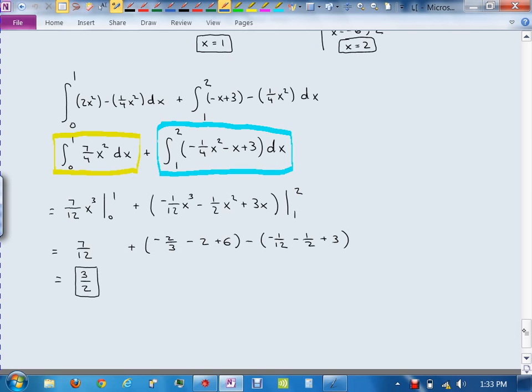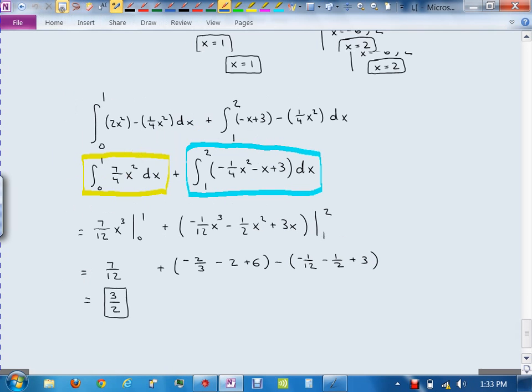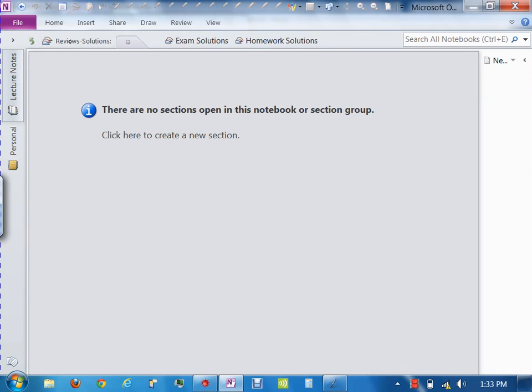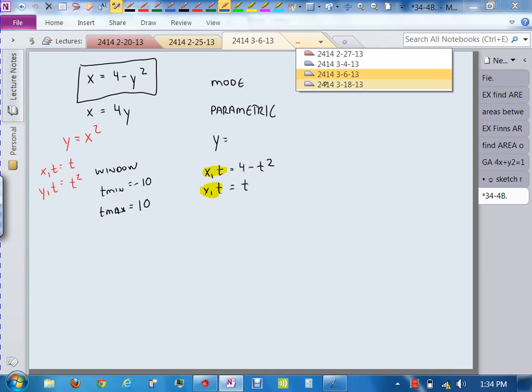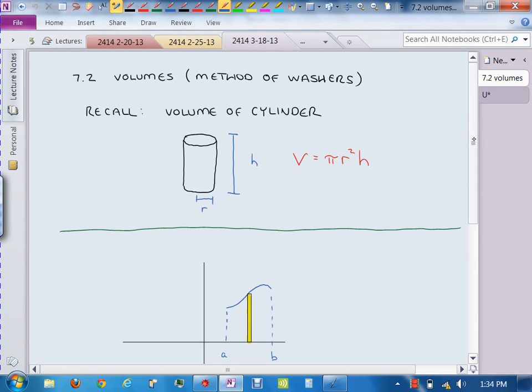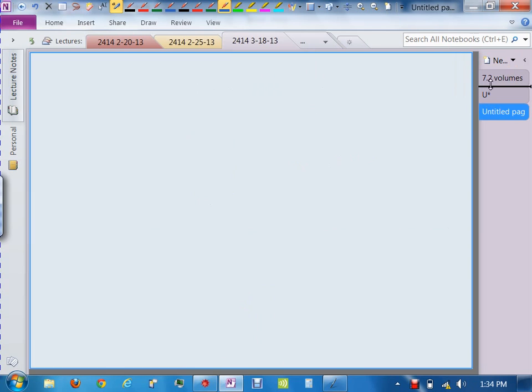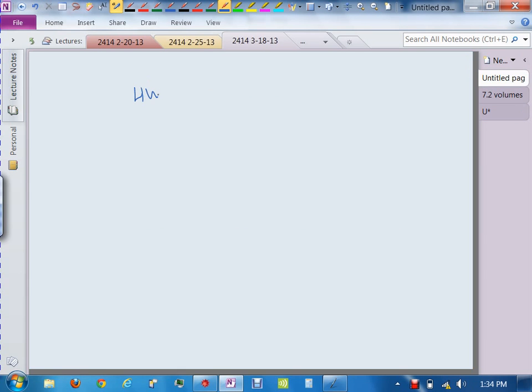And that does it for 7-1. All right? So here's today. Today is here. I'm going to insert a new page here real quick. So your homework for 7.1 is page 369, 1 through 19 odd.